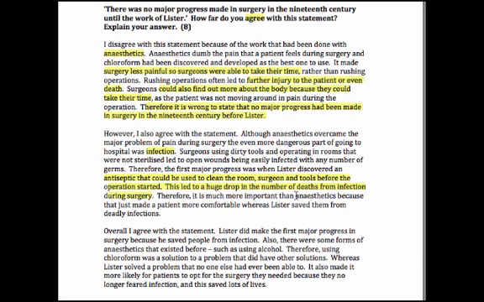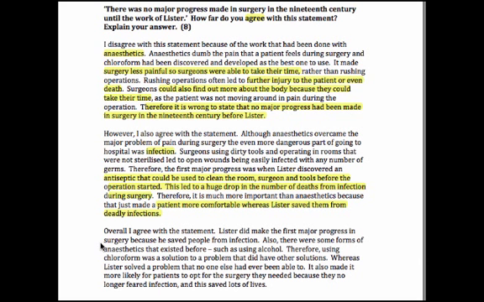Therefore, it is much more important than anaesthetics because that just made a patient more comfortable, whereas Lister saved them from deadly infections. Again, linking back to the statement in the question, looking at Lister and why he was more important. So, at this stage, you would probably get about 6 out of 8, maybe 5 out of 8 or 6 out of 8 for that answer. 2 paragraphs to compare. The thing that will tip you into 7 out of 8 and 8 out of 8 for A-star candidates is if you also include a conclusion that comes to your final decision.